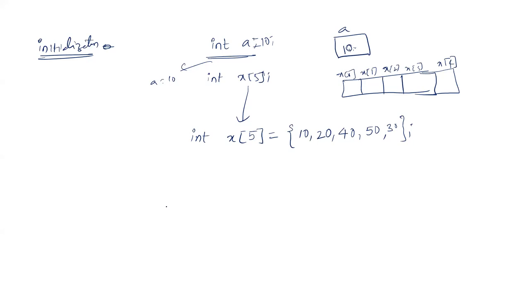Sir, if I'm writing 50 here, should I write 50 values? Yes, you have to write 50 values. Then we have another way of initialization, that is dynamic initialization. But if you want to use only fewer values, you can use this initialization. This is one way of initialization. Another way.